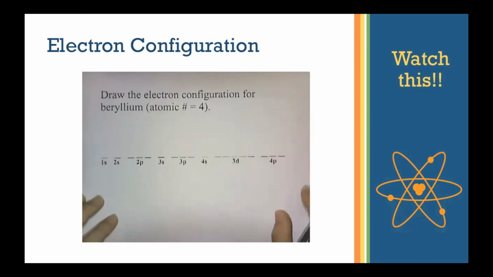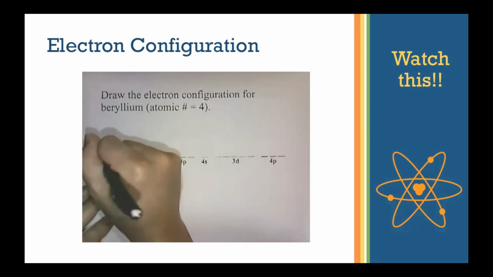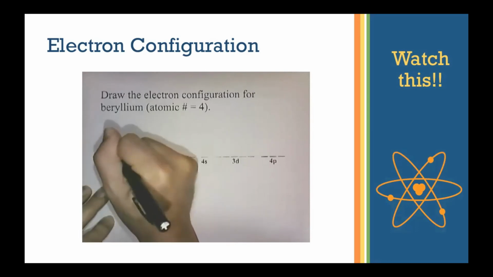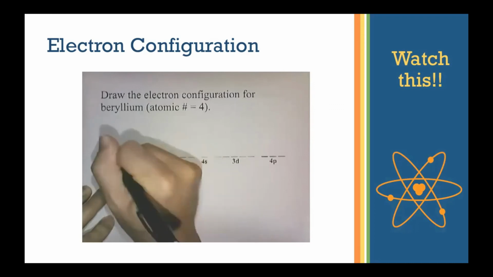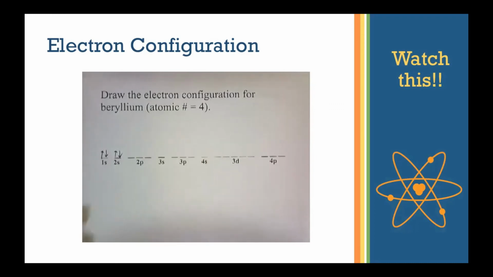Let's draw the electron configuration of beryllium. 4 electrons. 1, 2, 3, 4. Okay? 2 electrons on that one, spinning in opposite directions.